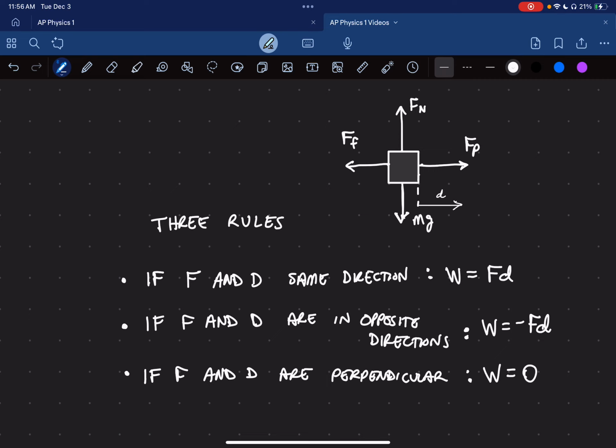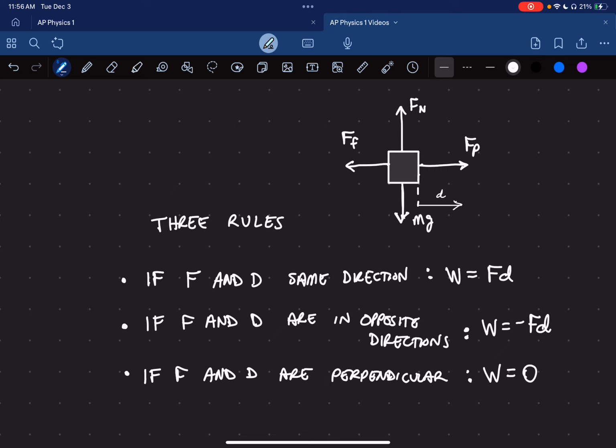If I want to see the work done by the friction, we'll notice that friction is working in the opposite direction as the distance, which is the second rule here. If F and d are in opposite directions, then the work will be equal to negative F times d, negative Ff times d in that case. And so in this case, the friction force would be doing negative work.